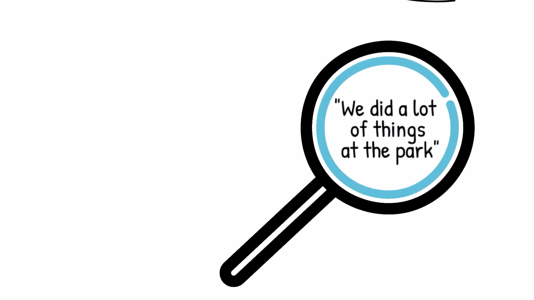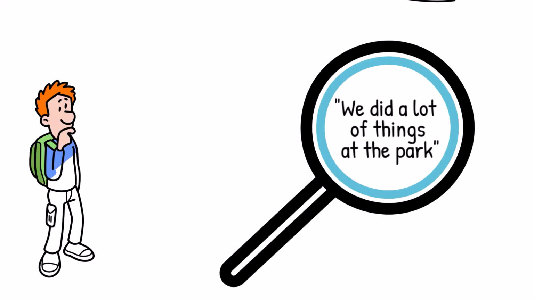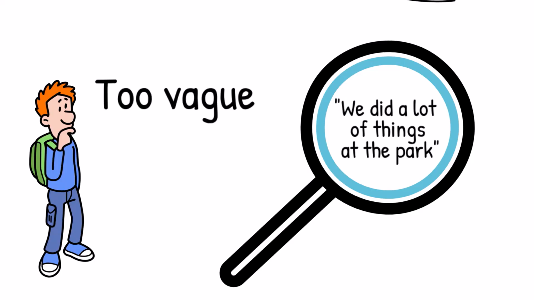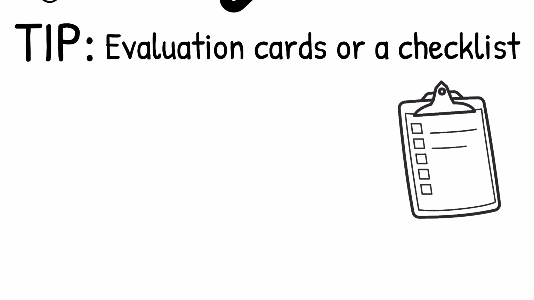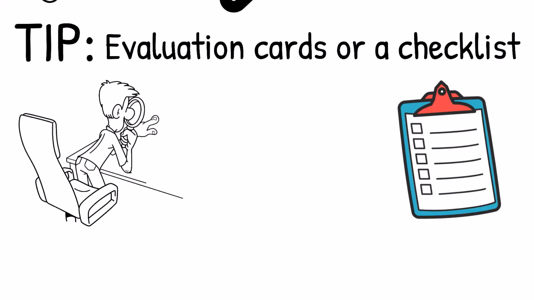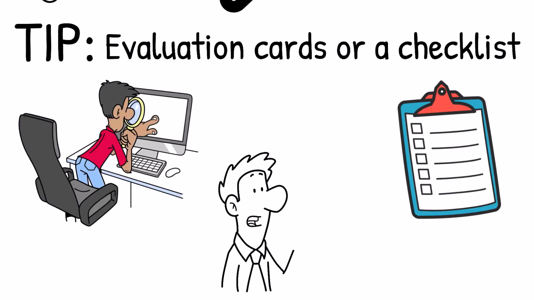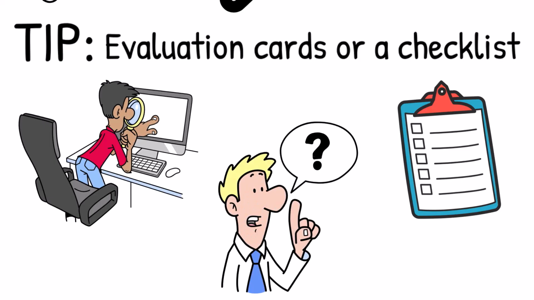Example, a student writes, "We did a lot of things at the park." After diagnosing the sentence, the student might realize the problem is that the sentence is too vague and doesn't give the reader useful information. Teacher tip: provide students with evaluation cards or a checklist that lists common sentence problems. This helps students learn how to identify exactly what needs improvement, rather than simply saying, "Something sounds wrong."